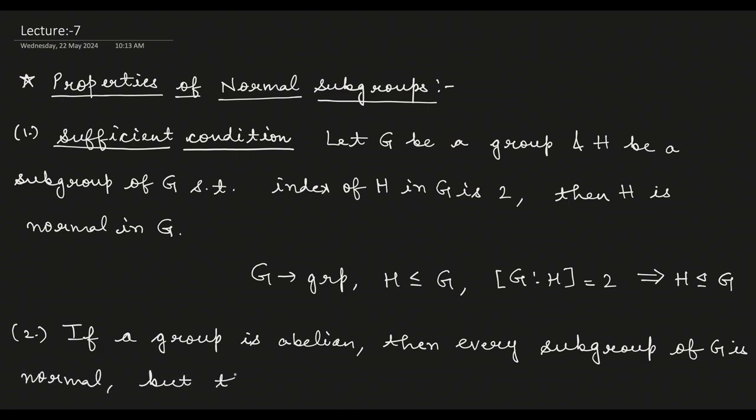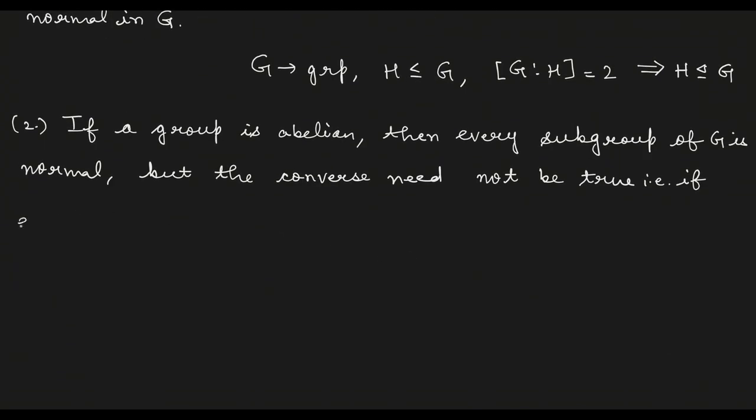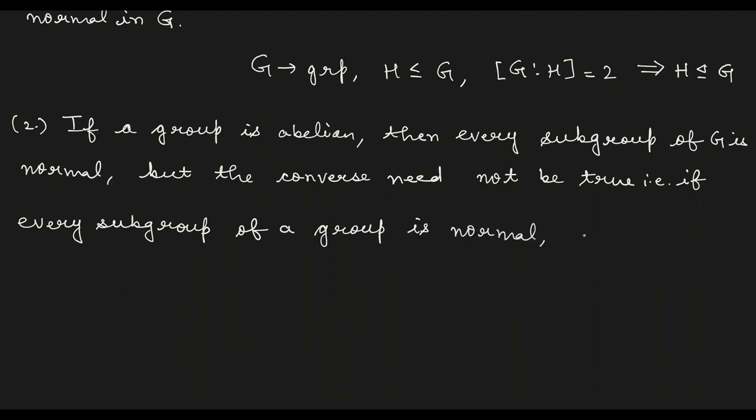But the converse need not be true. That is, if every subgroup of a group is normal, this need not imply that the group is abelian.